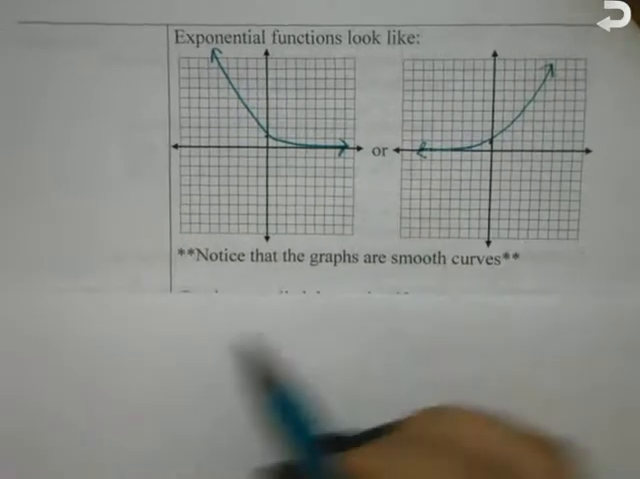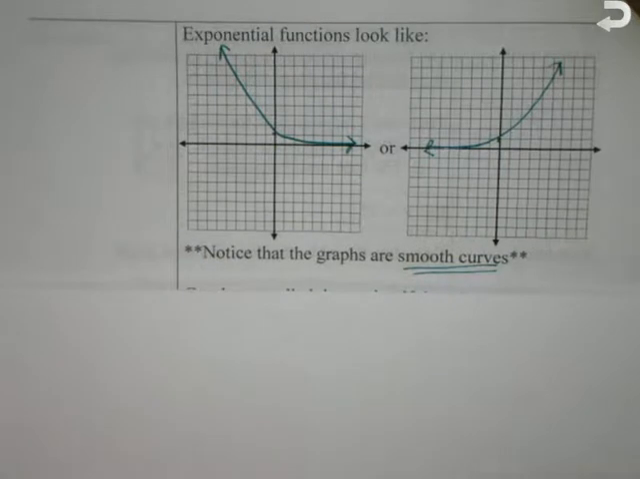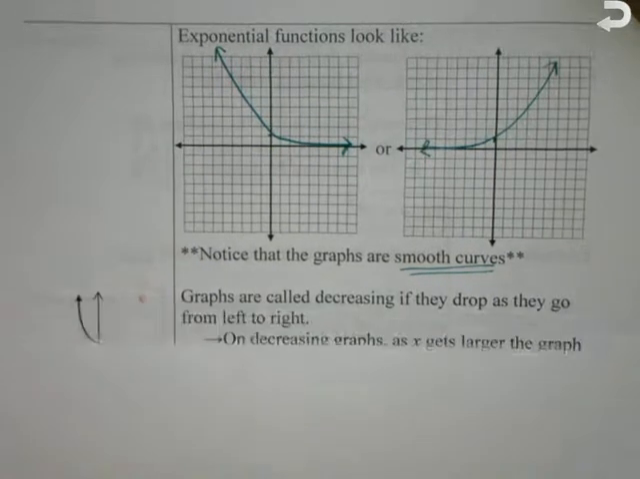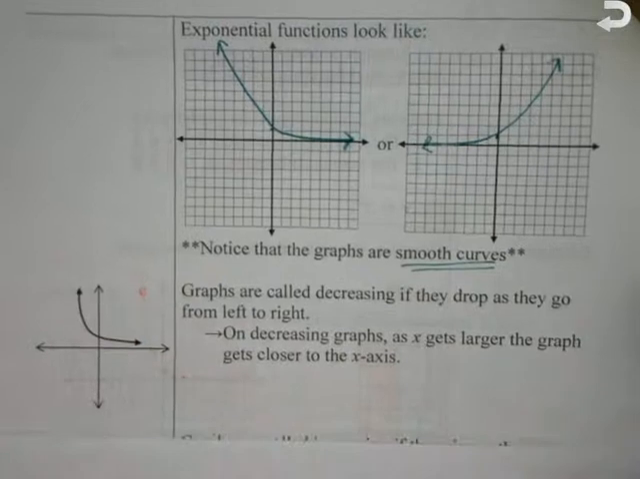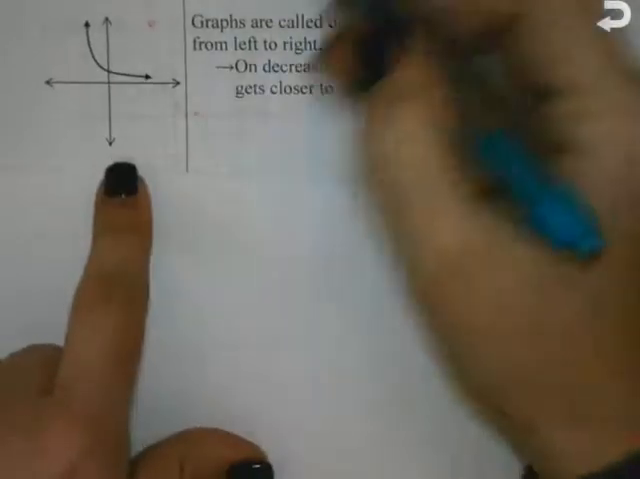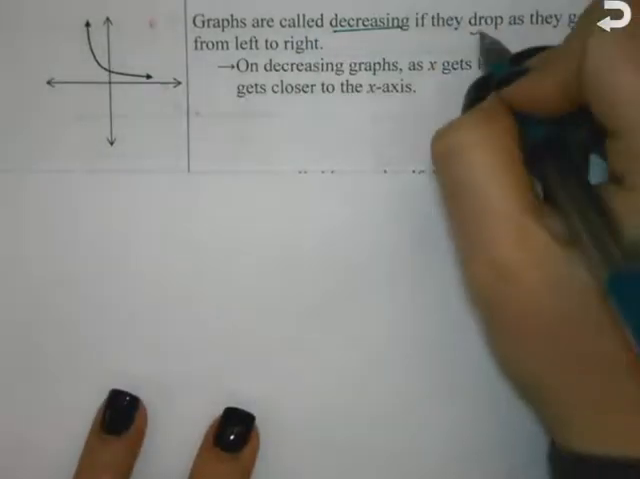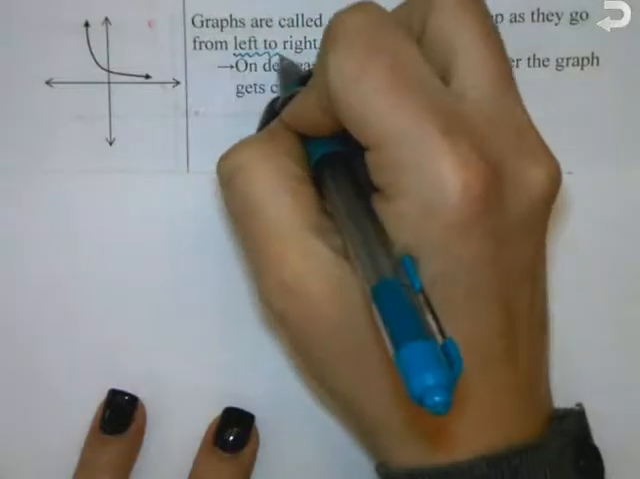What I want you to notice is that the graphs are smooth curves. So you should be making a nice curve when you graph these, not just connecting them all with straight lines. Okay, so just make sure it's a nice curve. And then I'm going to tell you a little bit about different types of graphs. One that looks like this, the one on the left, where it's bigger and then going down, is called a decreasing graph, and it drops as it goes from left to right. So they drop from left to right.